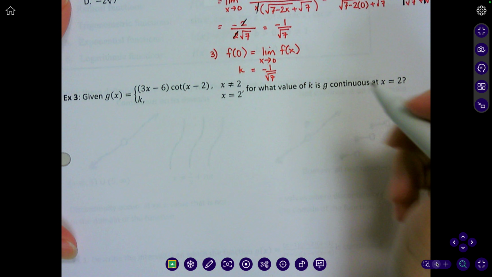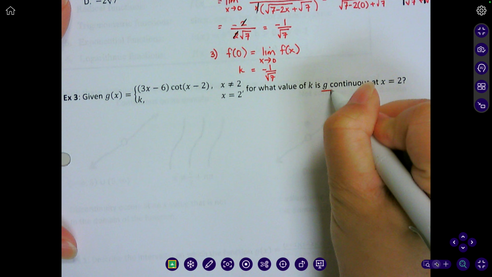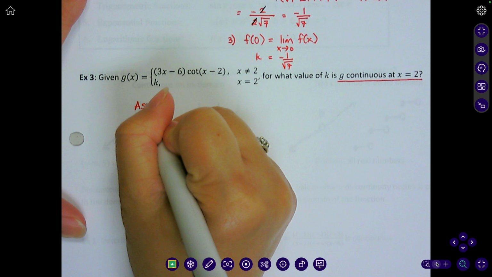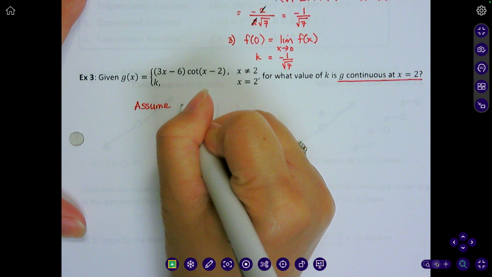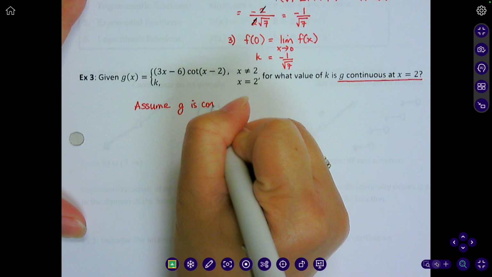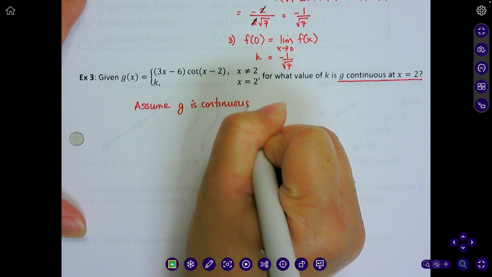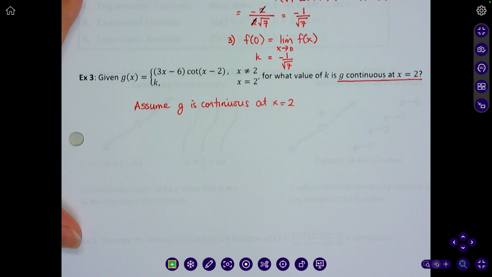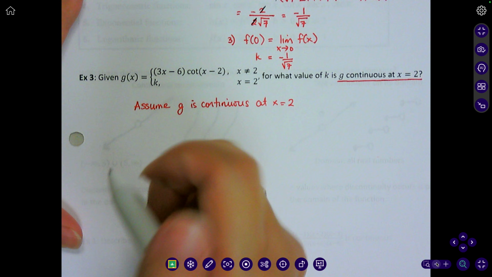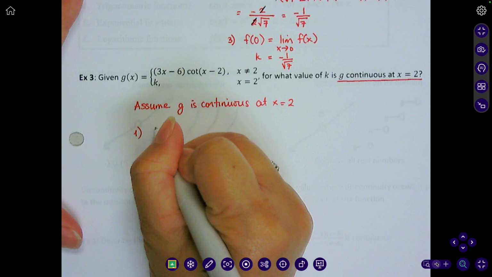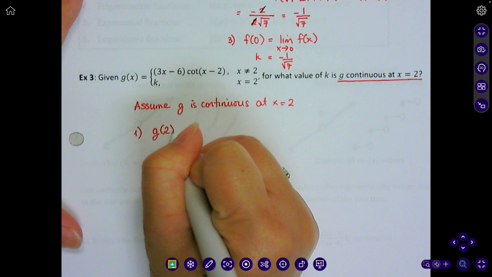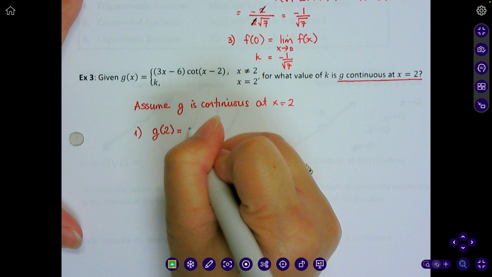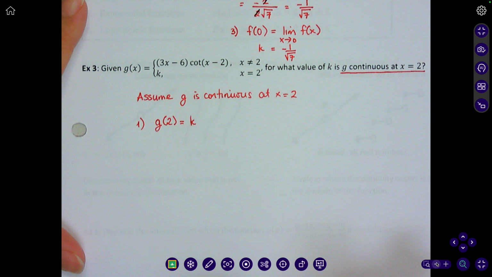It says, for what value of k is g continuous at 2? So again, you are assuming g is continuous at x equal to 2. Okay? So now I'm going to start with my first condition. That means g at 2 has to exist. Well, g at 2 is k. All right, there's your k.